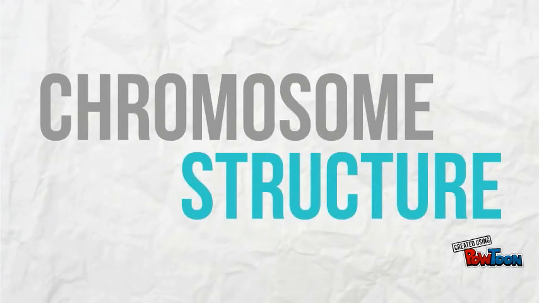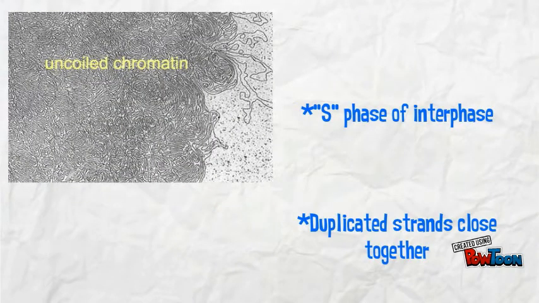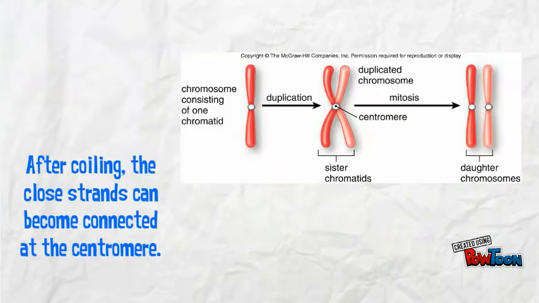Now we can talk about chromosome structure. During the S phase of interphase, the chromatin is duplicated. The duplicated strands are coiled just the same as the original strands. Because the strands are so close together, the two chromosomes formed can be bound at the centromere.